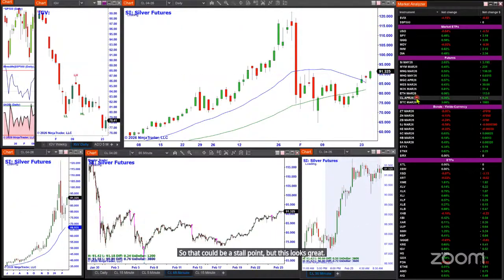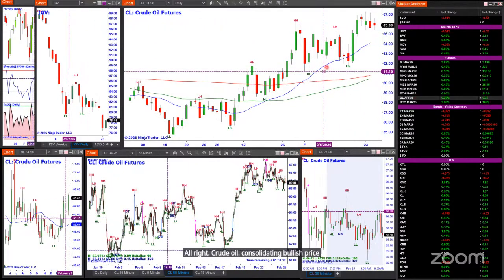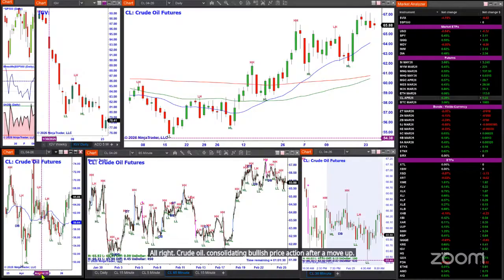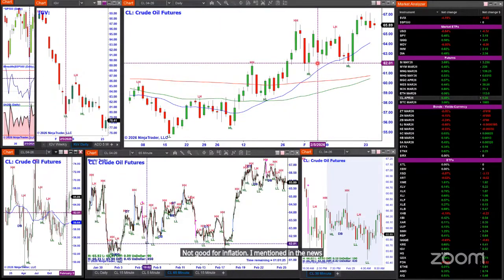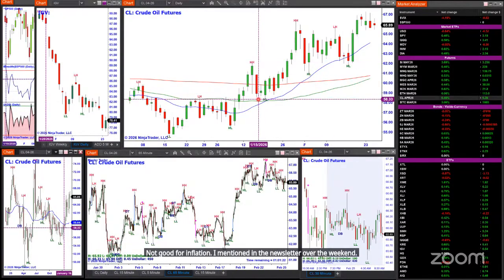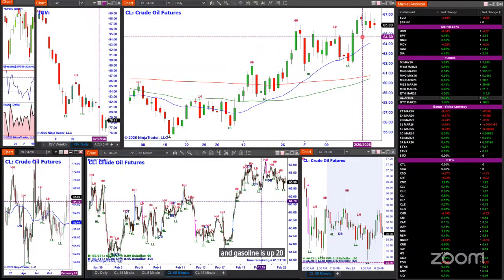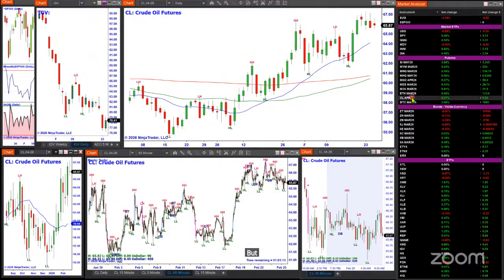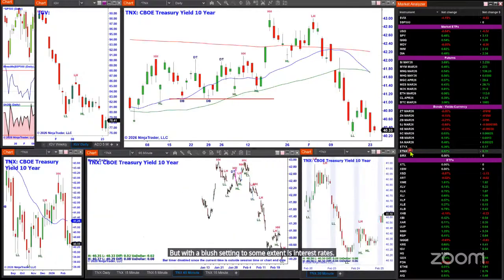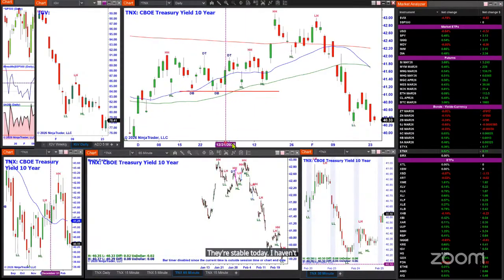All right. Crude oil, consolidating, bullish price action after a move up. Not good for inflation. I mentioned in the newsletter over the weekend, price of oil and gasoline is up 20% in a short amount of time. But what's offsetting to some extent is interest rates. They're stable today.